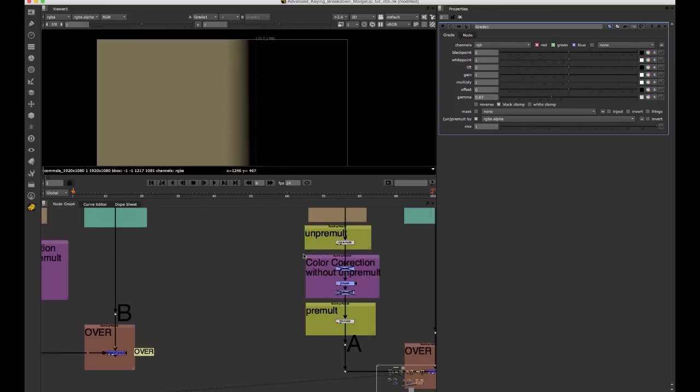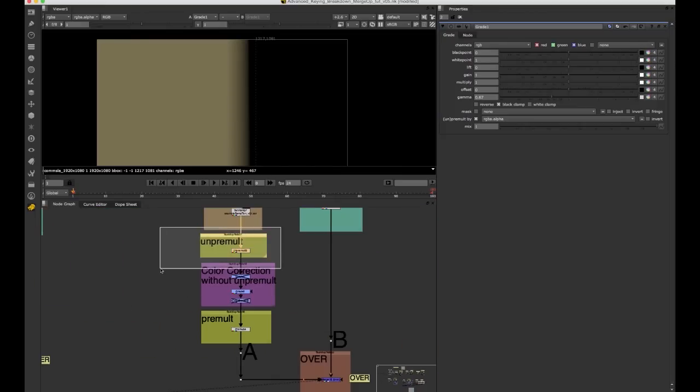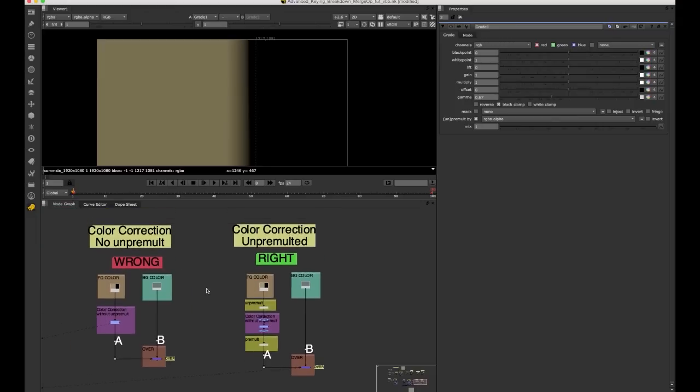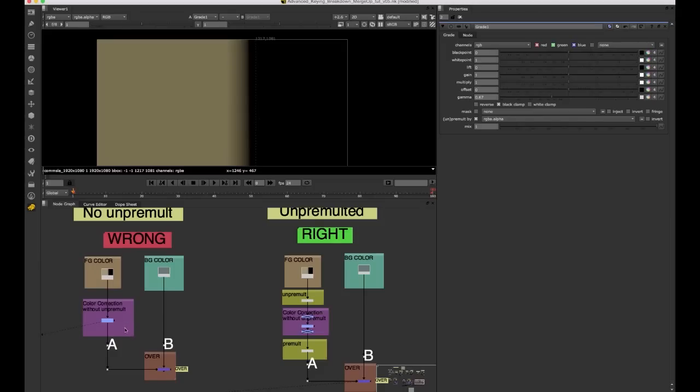I always like to visually see where my color corrections start and end, and I like to put them all between the unpremult and the premult, and that just keeps them all in a nice place. I hope that makes sense, between the non-linear color corrections that need to determine what the pixel is before they make the color correction, and the linear color corrections that pretty much just apply to the whole image at once.